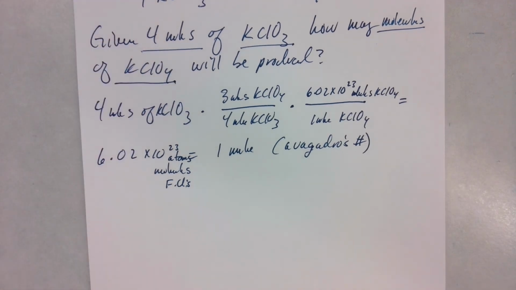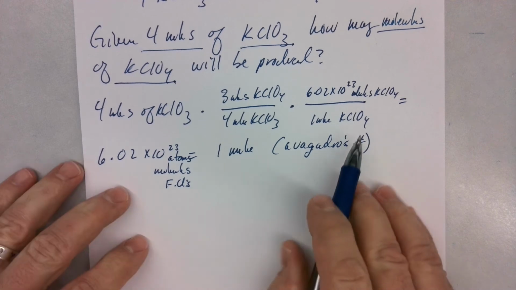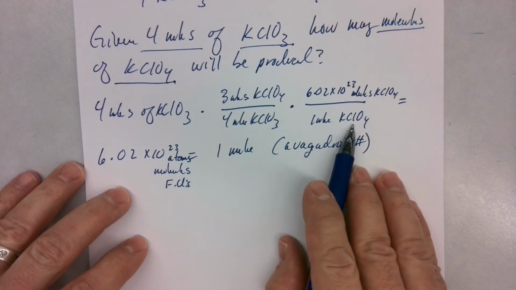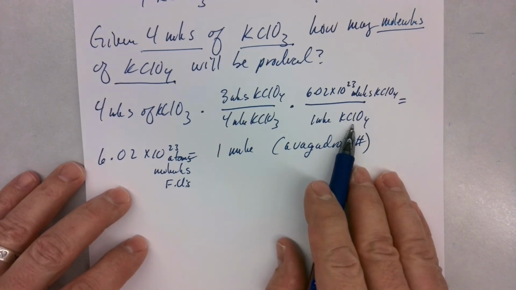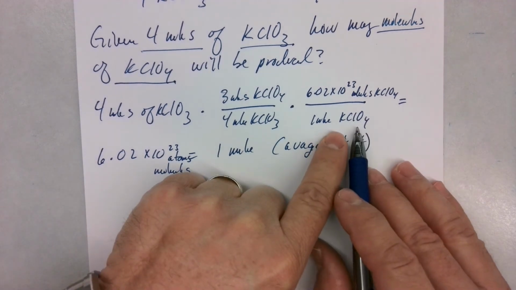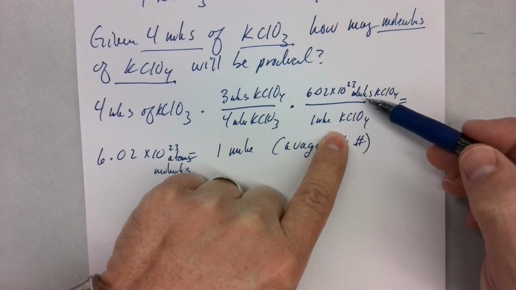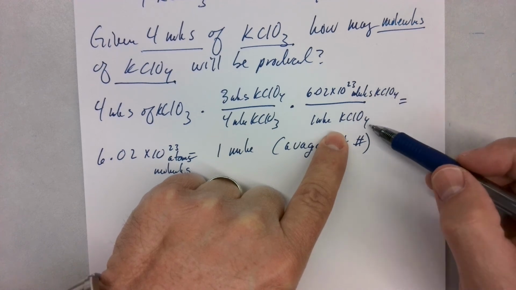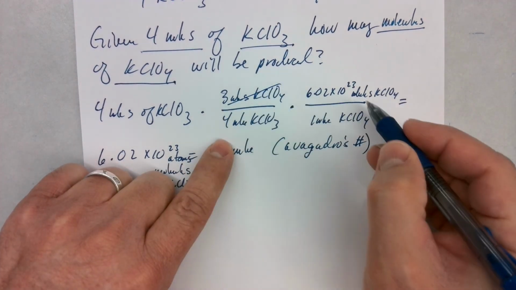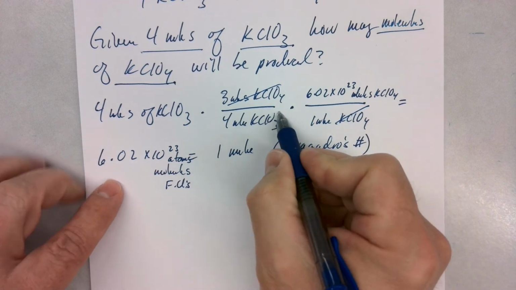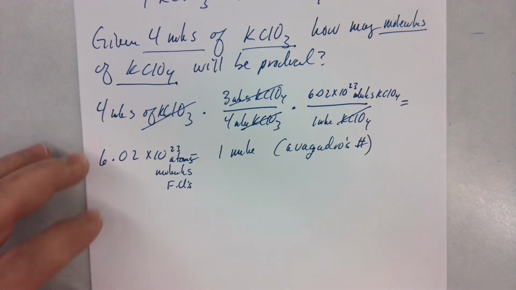On the very last thing, what's on the denominator? That many molecules is 1 mole. This is my conversion factor, right? 1 mole of KClO4, because that allows my moles of KClO4 to reduce out. Then it allows my moles of KClO3 to reduce out, right?